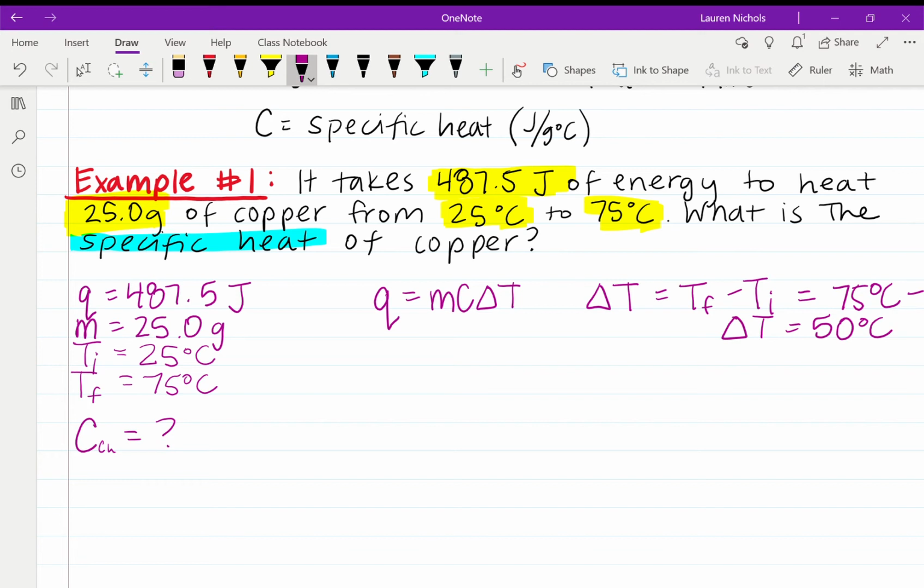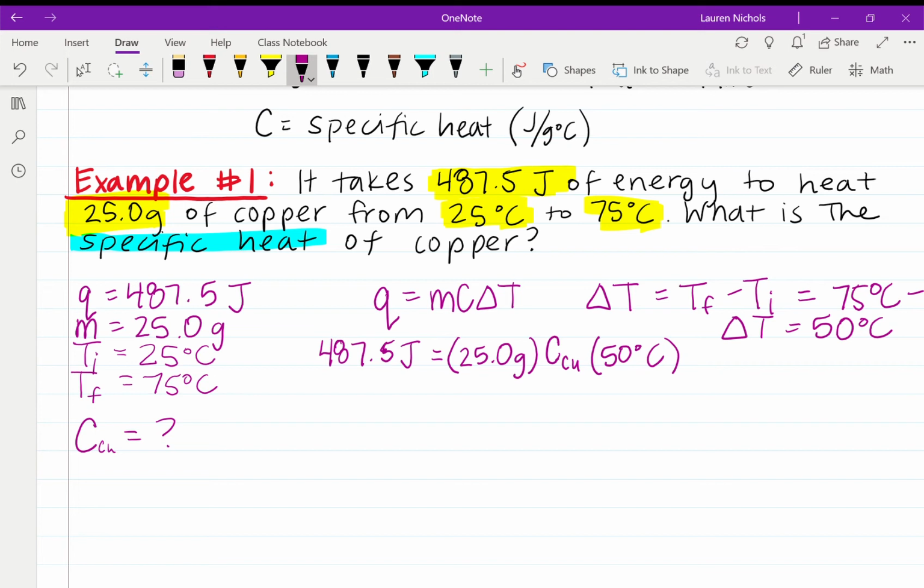So we know that the Q can be substituted for the number 487.5 joules, and it's equal to our mass, which I'm going to put in parentheses just because it helps keep our units and our numbers together. We don't know our specific heat, so I'm just going to keep C of copper there. And then we know that our delta T is 50 degrees Celsius. Now, all of these numbers on the right side of the equal sign are being multiplied by each other. And so it's 25 times C times 50.